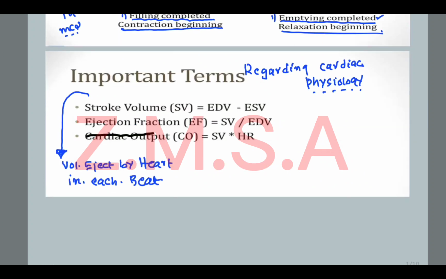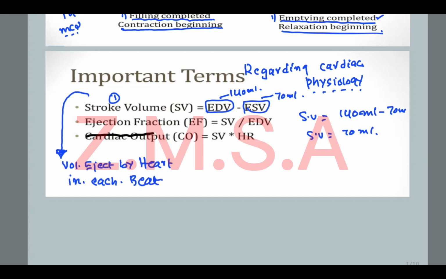Next, some important terms regarding cardiac physiology. First is the stroke volume. Stroke volume is the amount of blood ejected per beat during contraction. Stroke volume is equal to end diastolic volume minus end systolic volume. End diastolic volume is the larger volume, 140 ml, and end systolic volume is 70 ml. And stroke volume is equal to 140 ml minus 70 ml. Stroke volume is equal to 70 ml per beat.